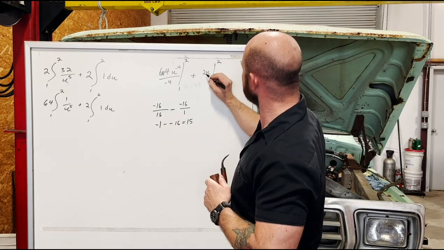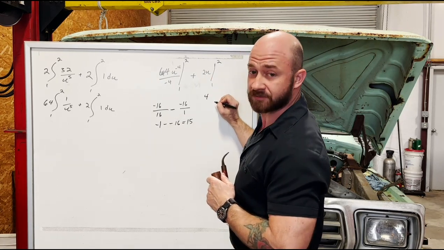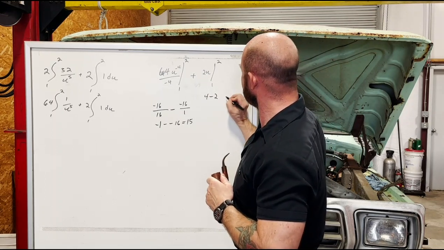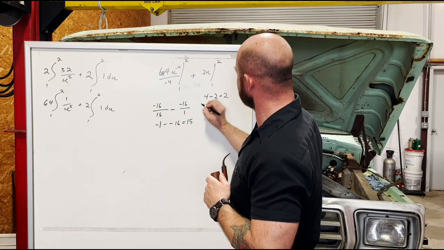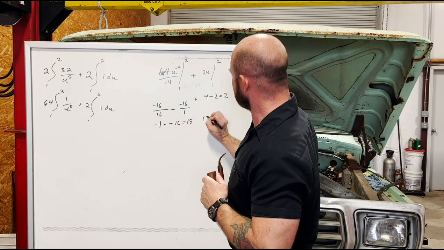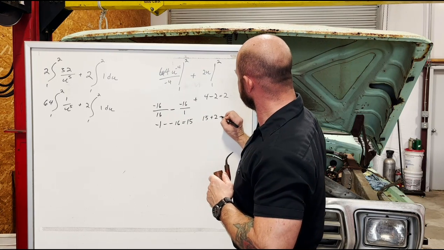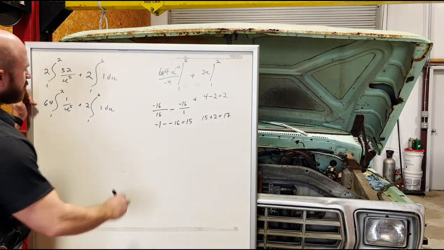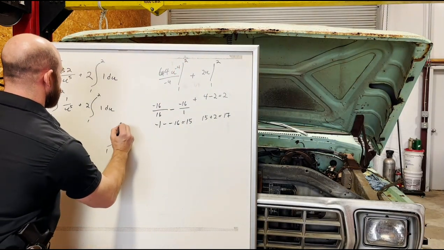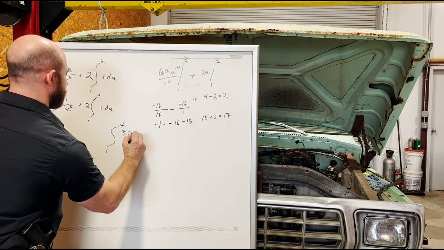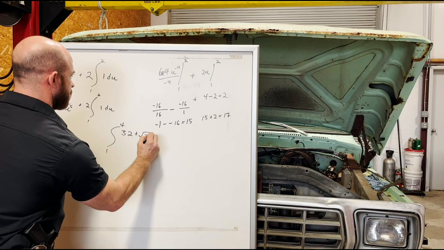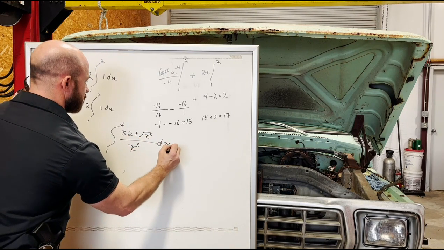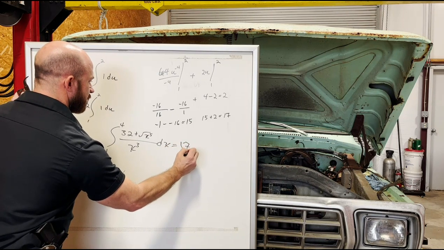Plug it in over here. 2 times 2 is 4. Minus 2 times 1 is 2. Gives us 2. 15 plus 2 gives us 17. So the integral from 1 to 4 of (32 plus square root of x) to the 5th over x to the 3rd dx is 17.